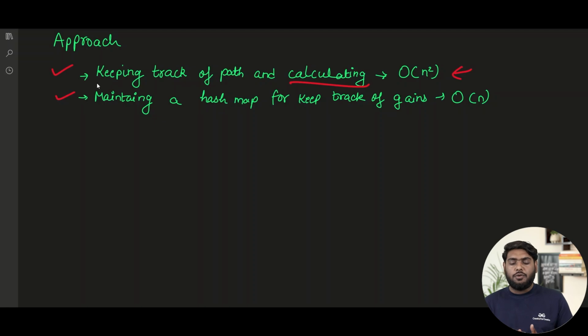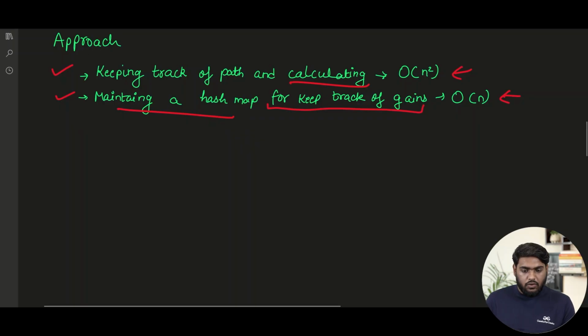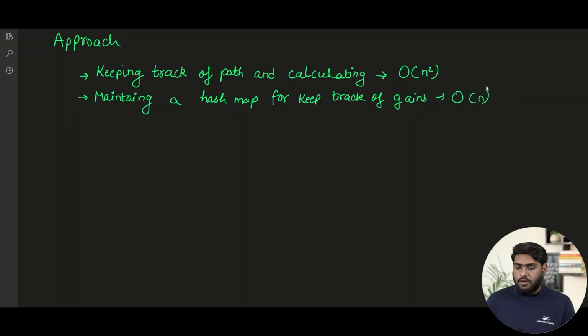The better approach could be, instead of keeping a track of path and calculating, we can maintain a hash map and we can simultaneously do the calculations. But we'll be keeping the track of gains this time, not the path. That solution would land up on O(n). Let's take a look at both of the approaches. First of all, let me discuss the first approach of O(n) square. What will happen in this one?